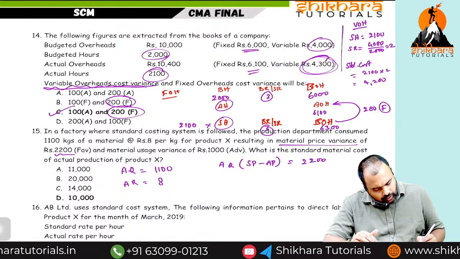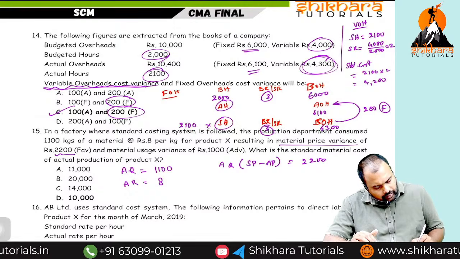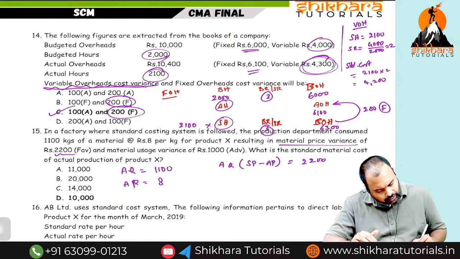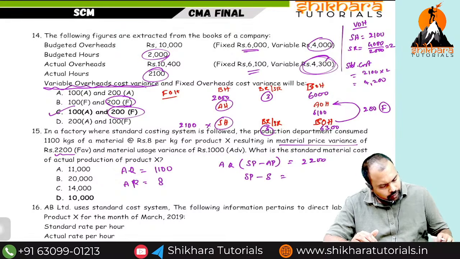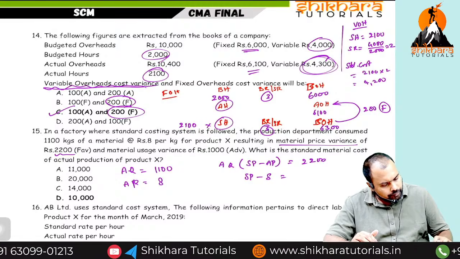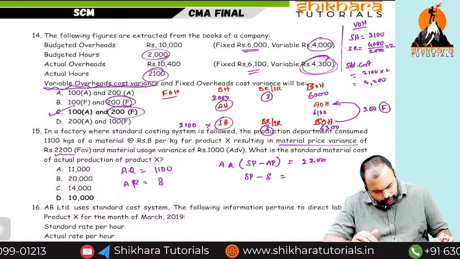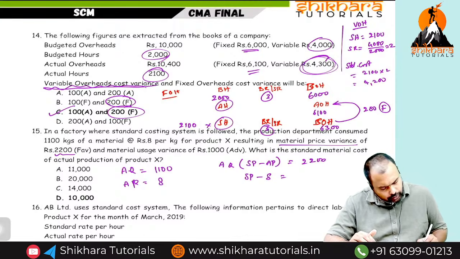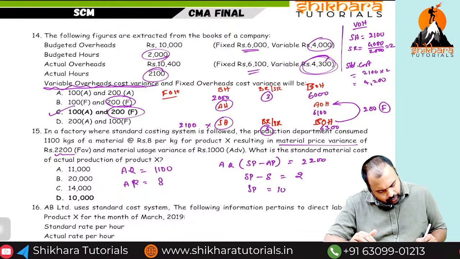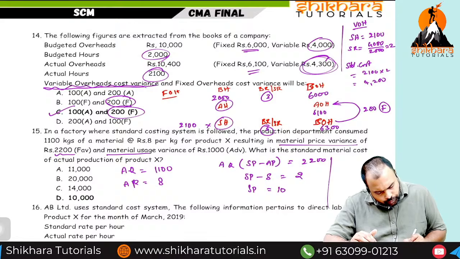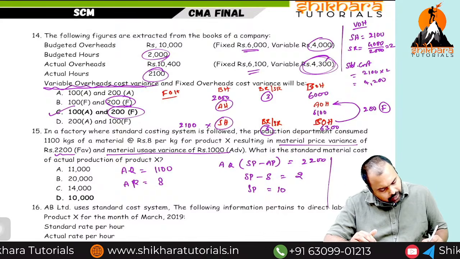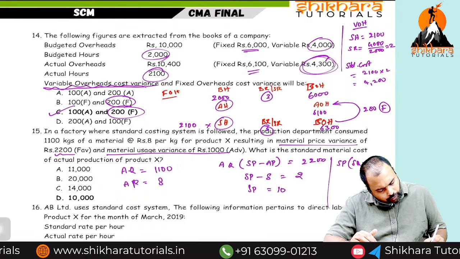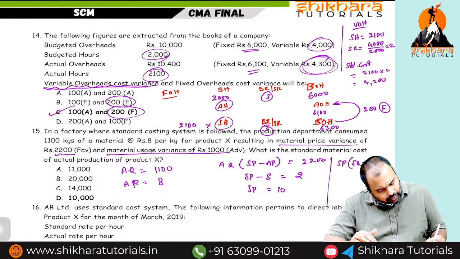So we have actual price as well as actual quantity, so we can find out the standard rate here. SP minus 8 is equal to 2,200 divided by AQ, which is 1100, which is 2. So that implies SP is equal to 10. That is one thing we can find out. And material usage variance is 1,000 adverse. What is usage variance, sir? Standard price into standard quantity minus actual quantity is given as minus 1,000 adverse.